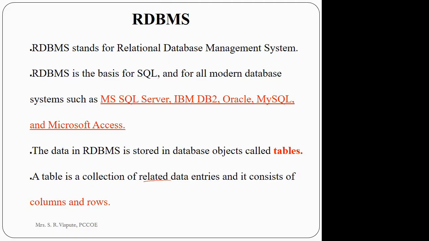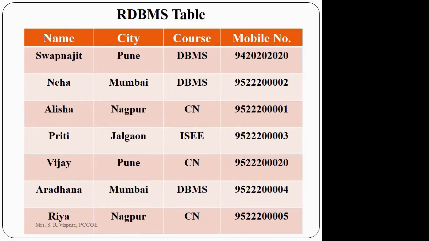And the data in the RDBMS is stored in database objects called tables. Here R stands for relation, and relation is nothing but the table. This basic concept we have already covered in the previous sessions. Like your simple table, here a table is a collection of related data entries. Here the word related is very important, student. So a table is a collection of related data entries and it consists of rows and columns. Here is an example of an RDBMS table of 4 attributes and 7 rows.